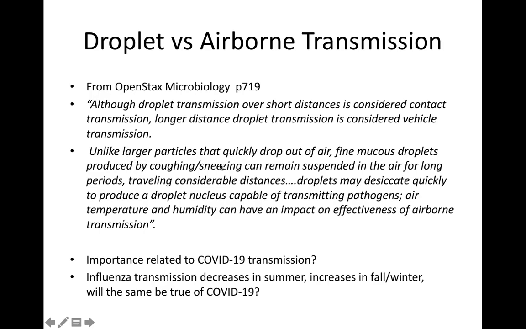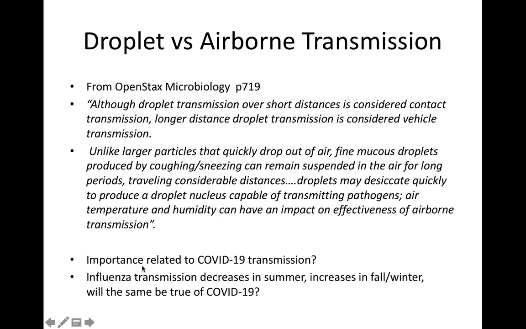Unlike larger particles that quickly drop out of the air, fine mucus droplets produced by coughing and sneezing can remain suspended in the air for long periods, traveling considerable distances. Droplets may desiccate, meaning dry out, quickly to produce a droplet nucleus capable of transmitting pathogens. Air temperature and humidity can have an impact on the effectiveness of airborne transmission.